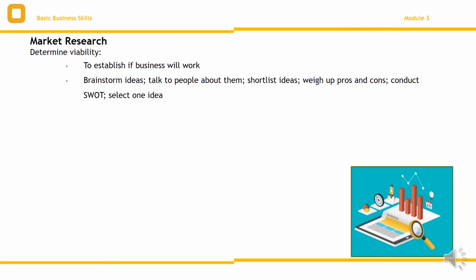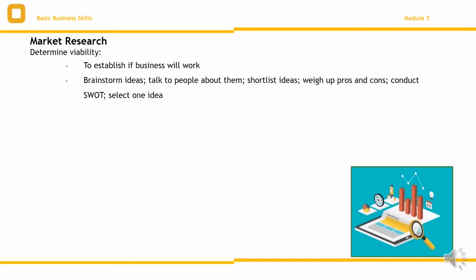In establishing whether your business is going to work, you need to first of all brainstorm ideas on the type of business. You need to talk to people. By talking to people, you can talk to potential customers to actually identify if there's actually a need for your product or your service. You need to come up with a list of specific business ideas. You then need to weigh up the pros and the cons.